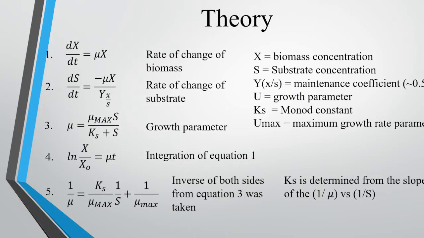Equation 1 represents the change in biomass concentration with respect to time. Equation 2 represents the change in substrate concentration with respect to time. Equation 3 solves for mu, or growth rate parameter. As you can see from the equation, it is a function of substrate concentration and the Monod constant. Equation 4 is the integration of equation 1. It will be used to plot a relative absorbance versus time plot. From this plot, we can obtain mu max, or maximum growth rate. Equation 5 was derived from taking the inverse of both sides in equation 3. As you can see, it is in y equals mx plus b form and will allow us to find the kinetic parameter Ks from the slope of a 1 over growth rate parameter versus 1 over substrate concentration graph.